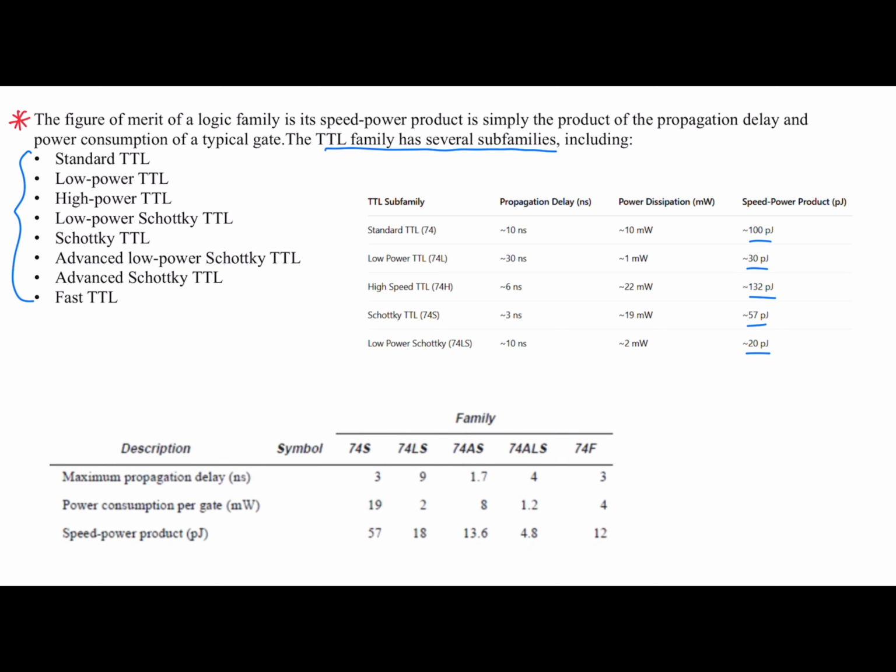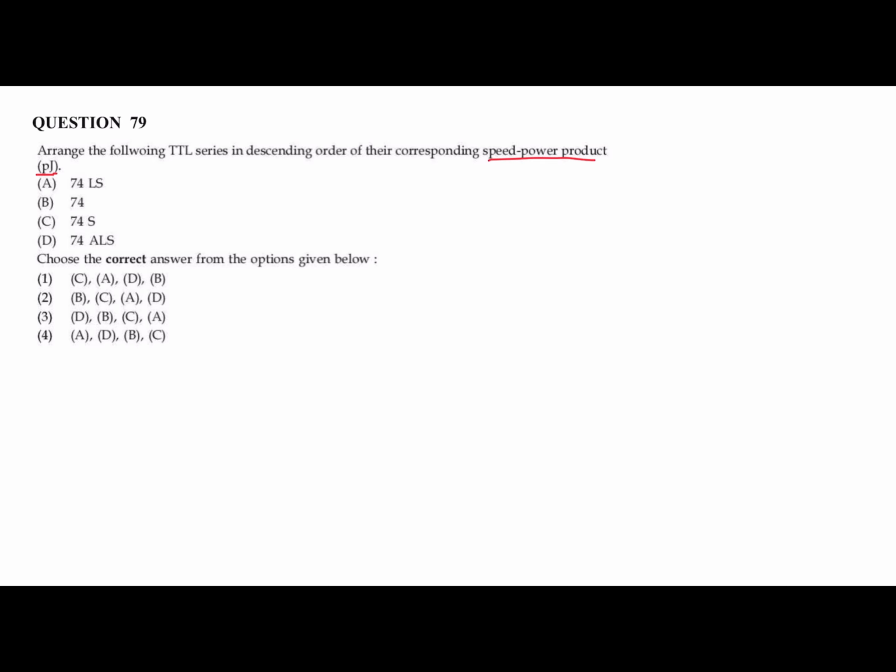And the figure of merit is defined as the speed power product. It is simply the product of propagation delay and power consumption by the typical gate. Different values of speed power product are mentioned for different subfamilies in the question. 74LS, low power Schottky TTL, has a speed power product of 18 picojoules. And 74 standard TTL is 100 picojoules.